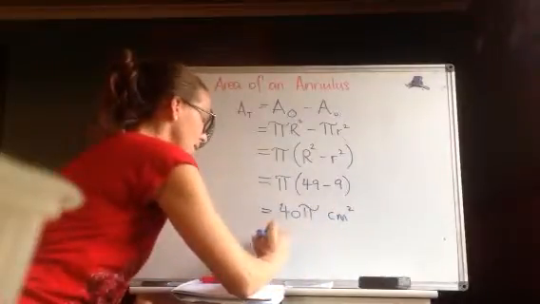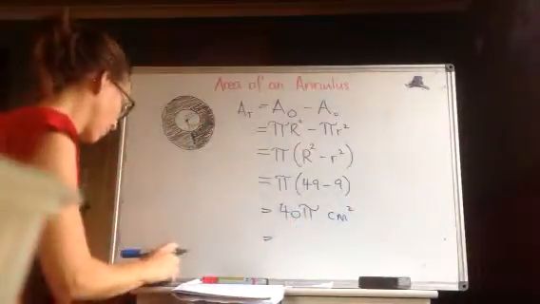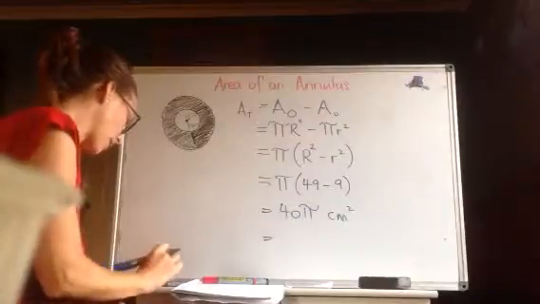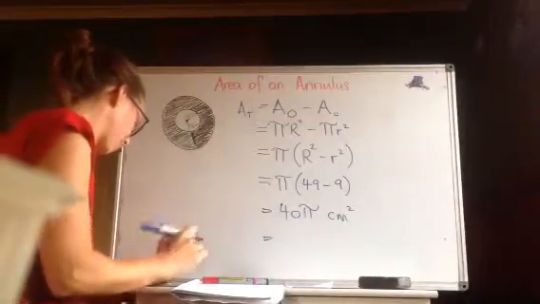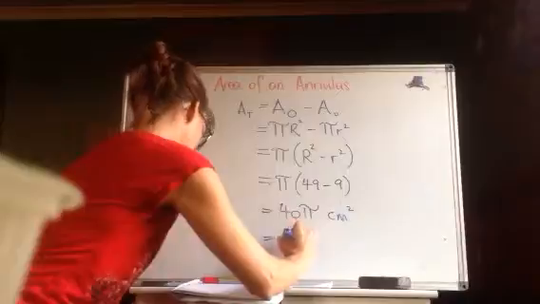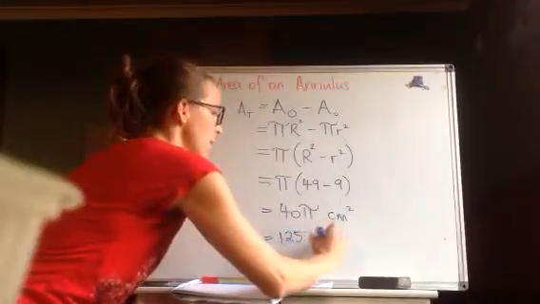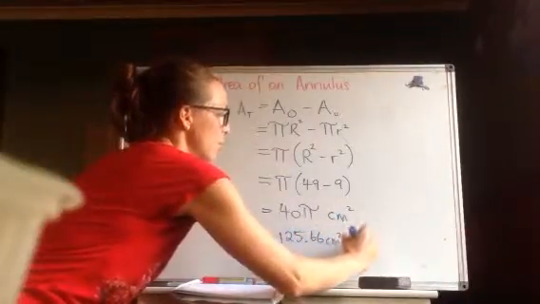If it asked you to provide it to 2 decimal places, well then you multiply that out, and you'd get 125.66 centimetres squared to 2 decimal places.